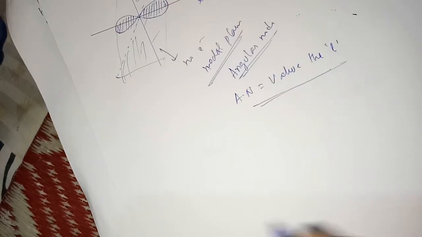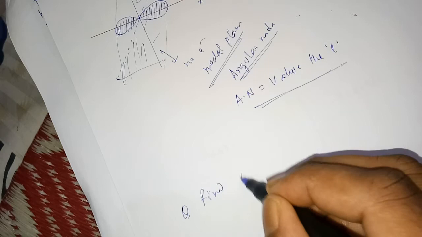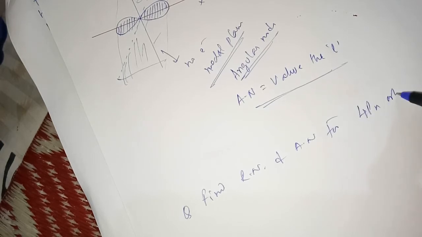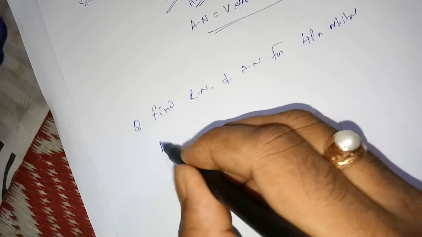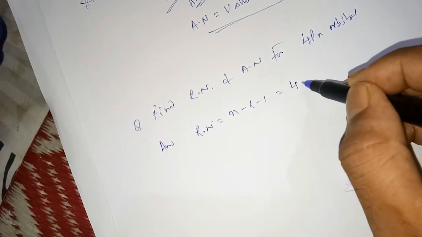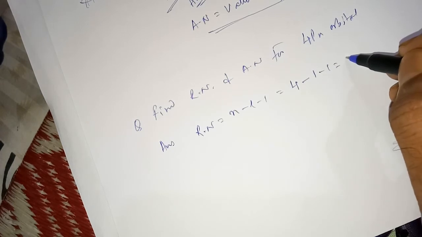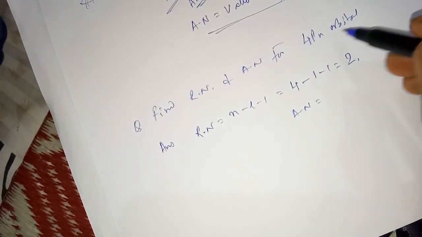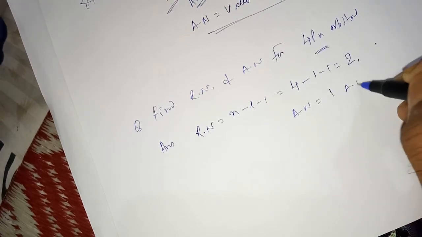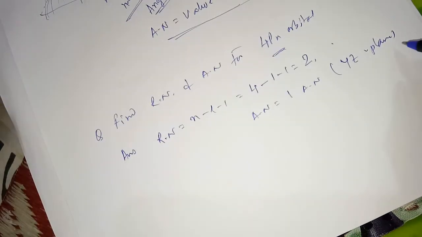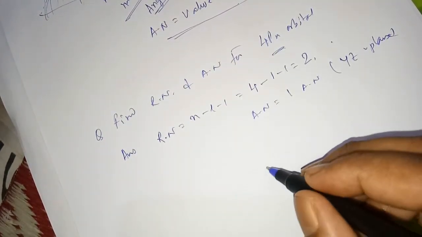Now if a question is like that, find the radial node and angular node for the 4px orbital. Now answer, the radial node formula is n minus l minus 1. For 4px, n is 4, minus 1, minus 1. So the radial node becomes 2, and the angular node, since it is a p orbital in the x direction, is 1 angular node, and this is your yz plane. It is the plane in which there is no electron. The yz plane will be the angular node. So diagram wise you have to draw this one like that.